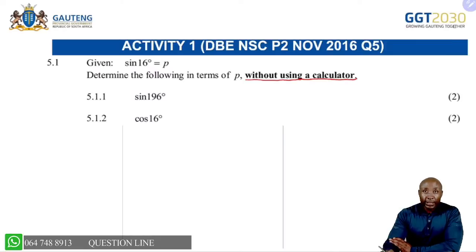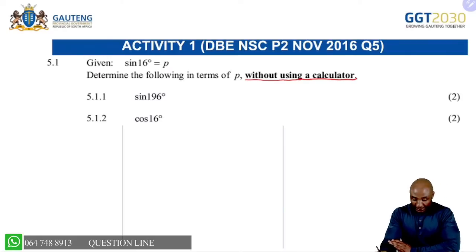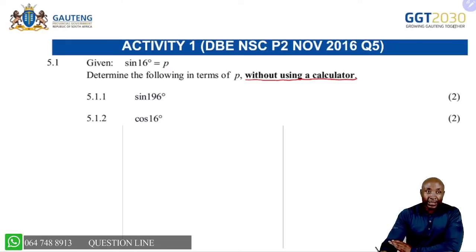Sine 16 degrees, calculator. We straight away stop marking. There's nothing to look at. You have not followed instructions. The instructions are without using a calculator, which means we must see a diagram there and we must see some sort of calculations before you get to the answer. It can't just be an answer.